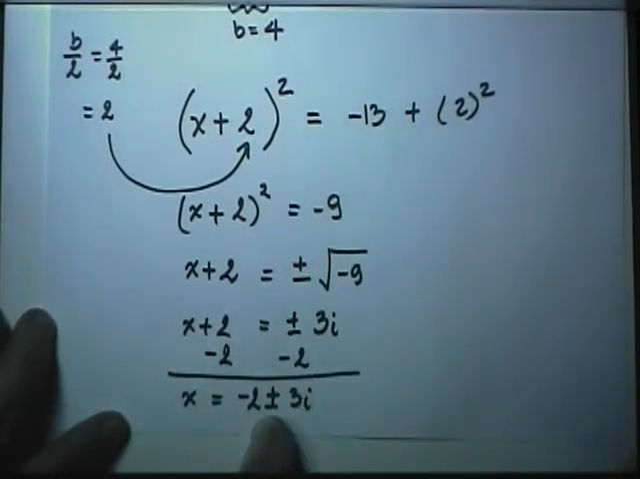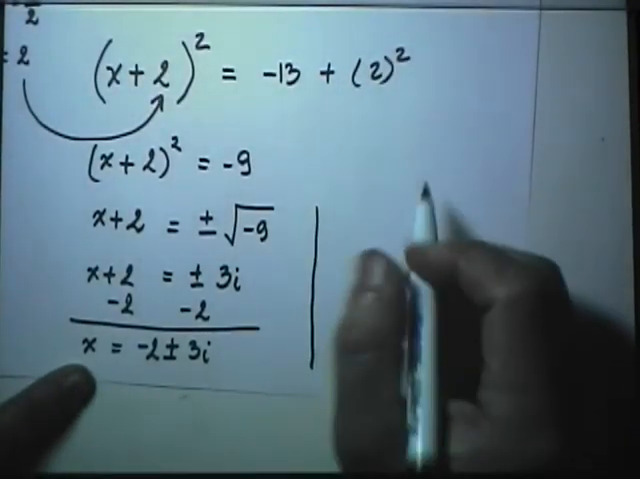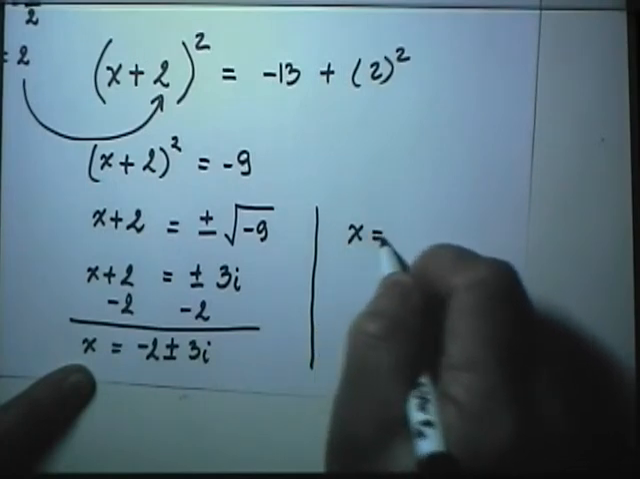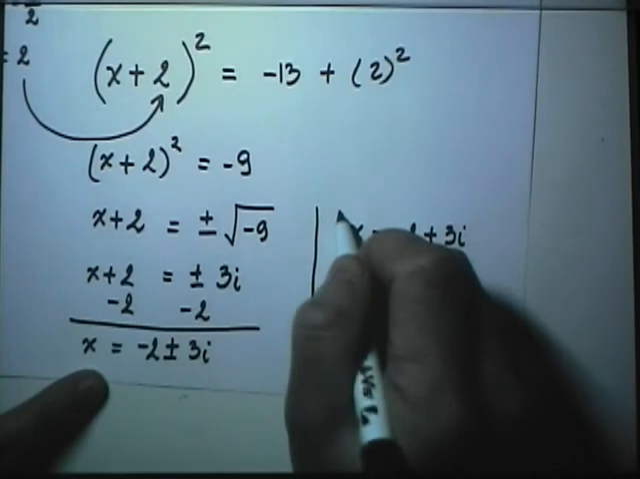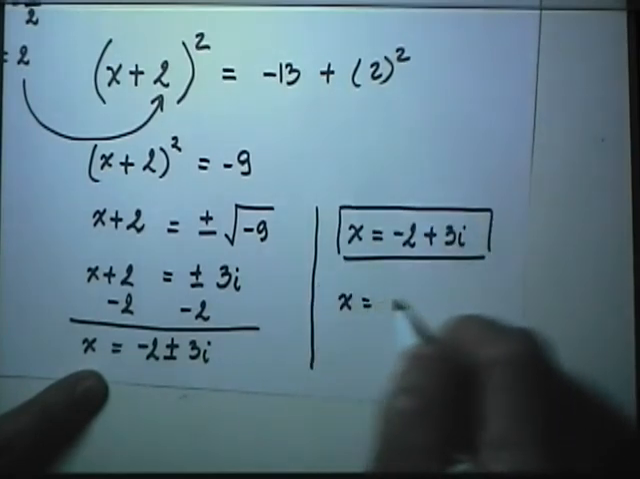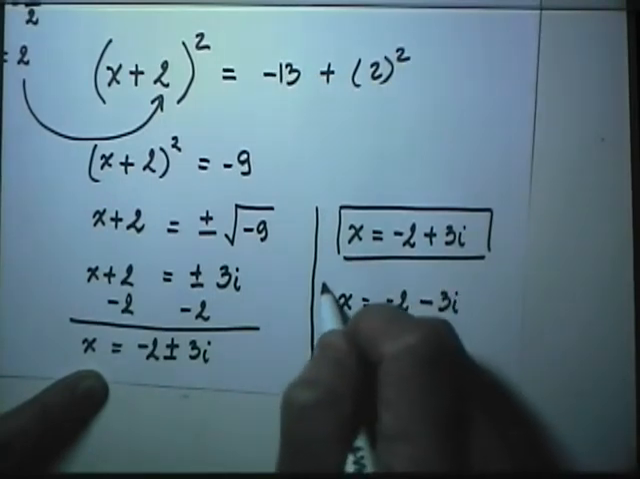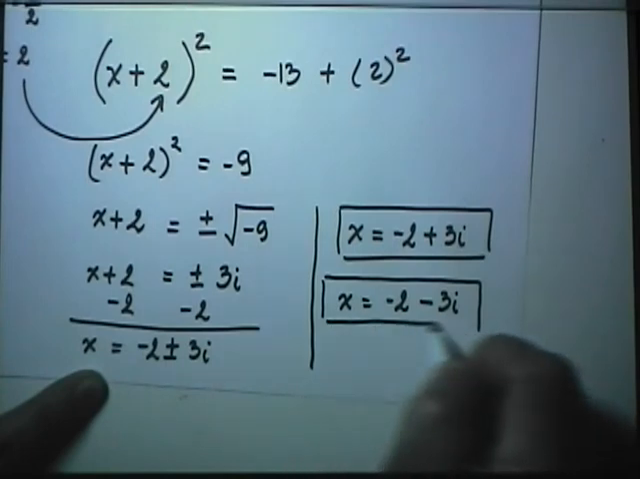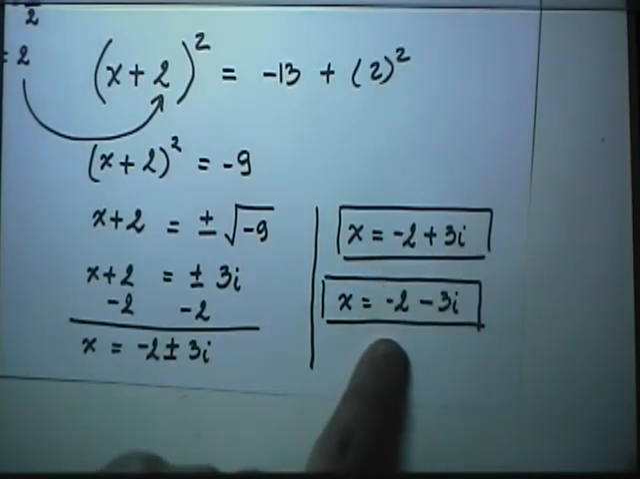So what does this mean? This means my solutions are going to be my first solution of the equation, x equals minus 2 plus 3i. That's one solution. My second solution, x equals minus 2 minus 3i. That's what the plus and minus notation means. Okay? So once again, now what you notice, this time, instead of having nice looking real values for the solution, we are having complex numbers for the solution.